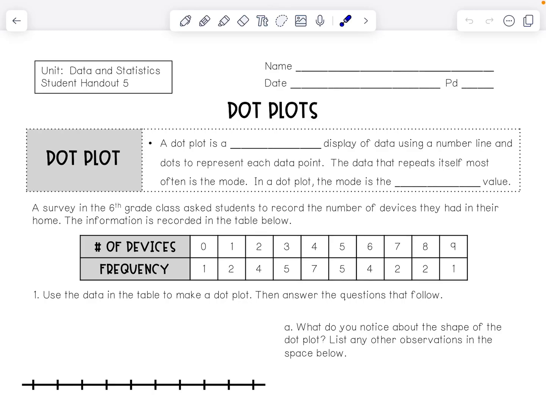In this video, we are going to learn about dot plots. Let's begin. A dot plot is a visual display of data using a number line and dots to represent each data point. The data that repeats itself the most is often the mode. In a dot plot, the mode is the tallest value.